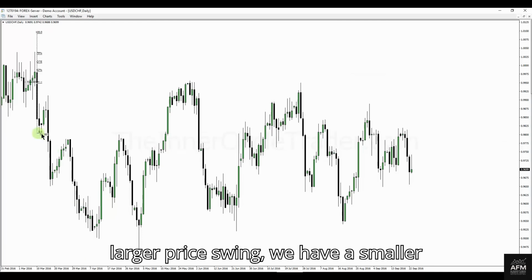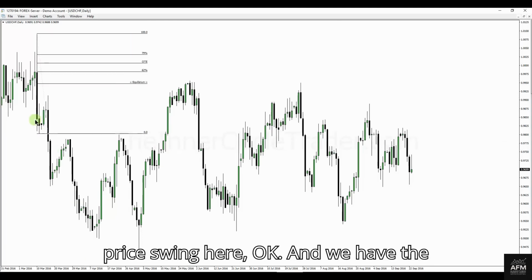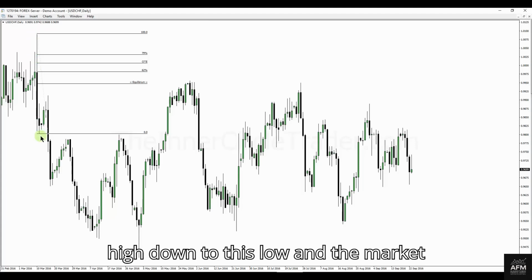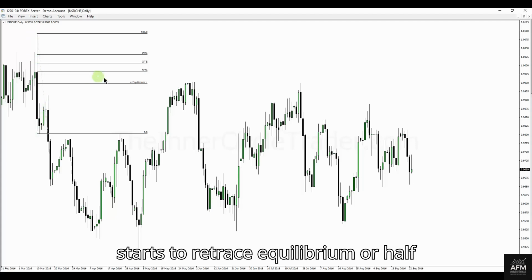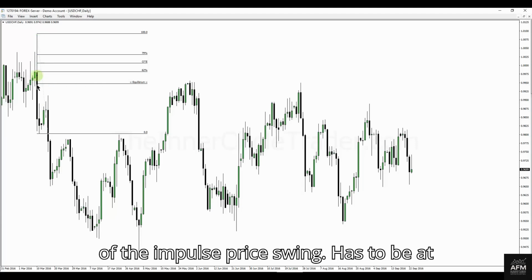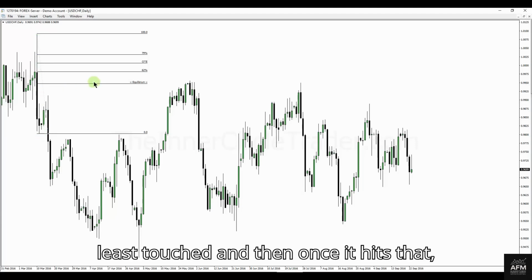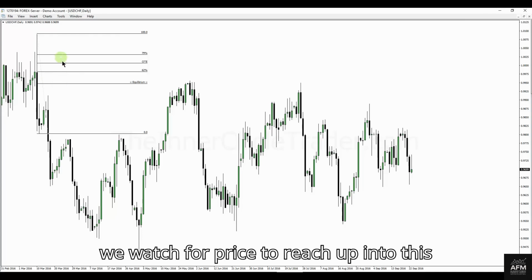In this larger price swing, we have a smaller price swing here. And we have the high down to this low, and the market starts to retrace. Equilibrium, or half of the impulse price swing, has to be at least touched, and then once it hits that, we watch for price to reach up into this area here.